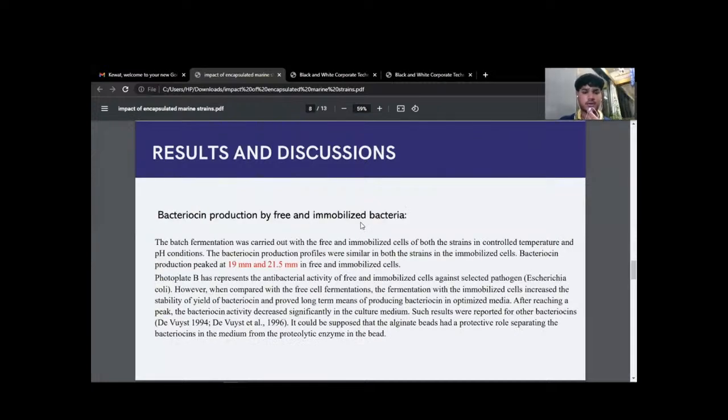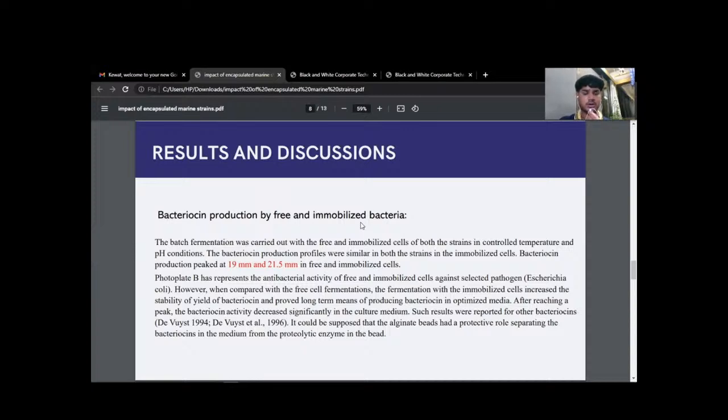Bacteriocin production by free and immobilized bacteria. The batch fermentation was carried out with the free and immobilized cells of both the strains in controlled temperature and pH conditions. The bacteriocin production profiles were similar in both of the strains in the immobilized cells. Bacteriocin production peaked at 19 mm and 25.5 mm in free and immobilized cells.